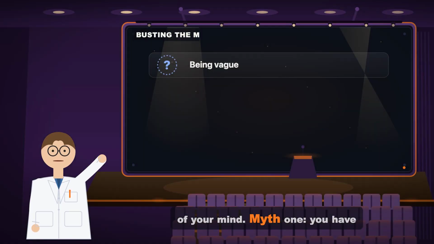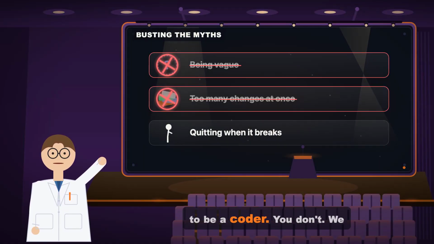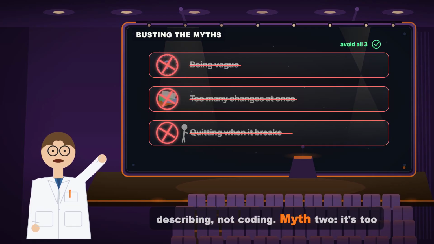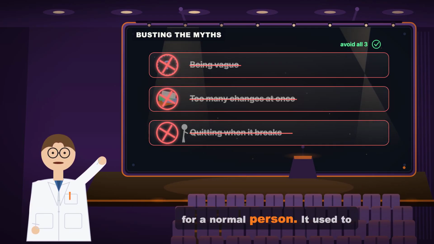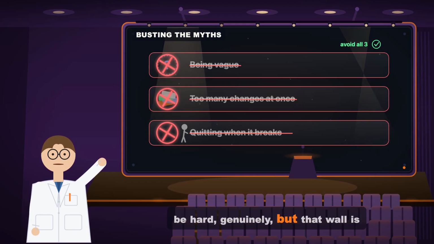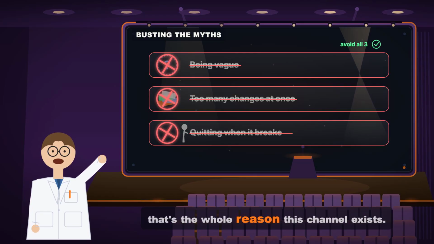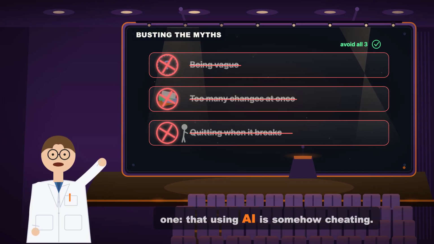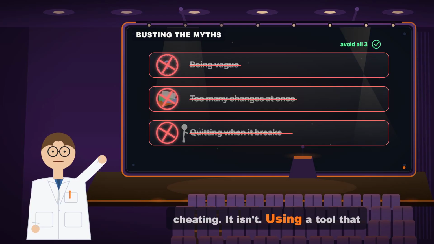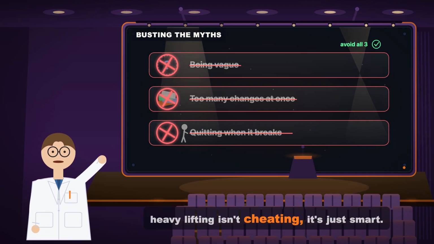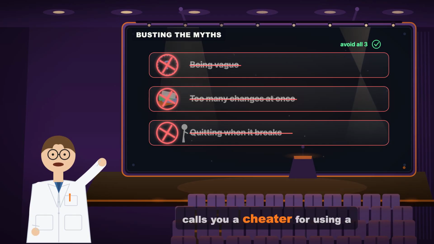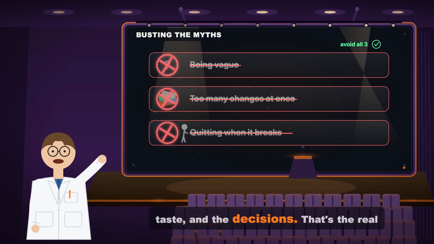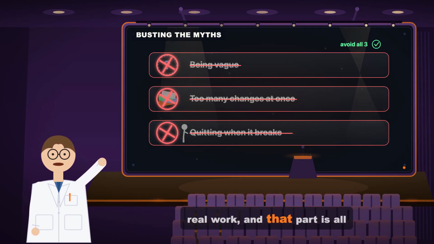Now let me gently take apart a few myths, because I know they're sitting in the back of your mind. Myth 1. You have to be a coder. You don't. We just established your job is describing, not coding. Myth 2. It's too hard for a normal person. It used to be hard, genuinely, but that wall is mostly gone now, and that's the whole reason this channel exists. And myth 3, the sneaky one, that using AI is somehow cheating. It isn't. Using a tool that does the heavy lifting isn't cheating, it's just smart. Nobody calls you a cheater for using a calculator or a microwave. You still bring the idea, the taste, and the decisions. That's the real work, and that part is all you.